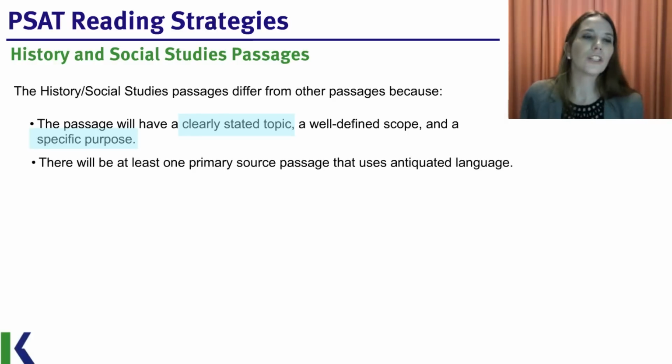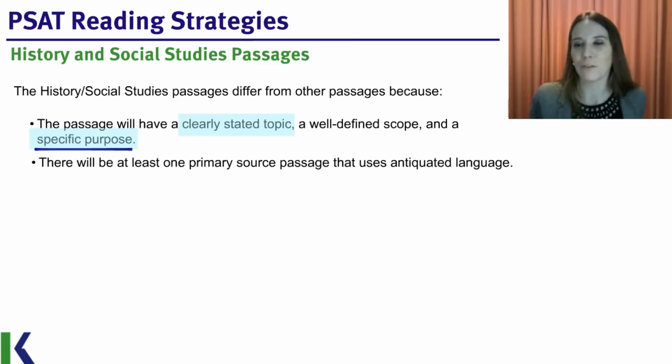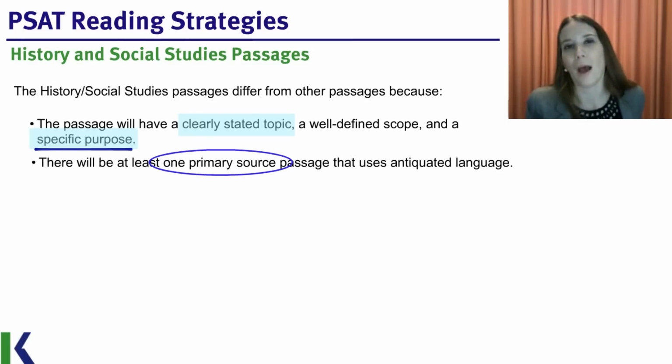So what we want to look for here is, what is the point? Why is the author either writing this or giving this speech? What's the point? Why are they doing it? Now, like I say, one of these is going to be a primary source passage. And this primary source document means that it's likely to come from a little while ago. You might get something from the 20th century. You're much more likely to get something from the 19th, maybe even the 18th century. So you're going to have to deal with this antiquated language.